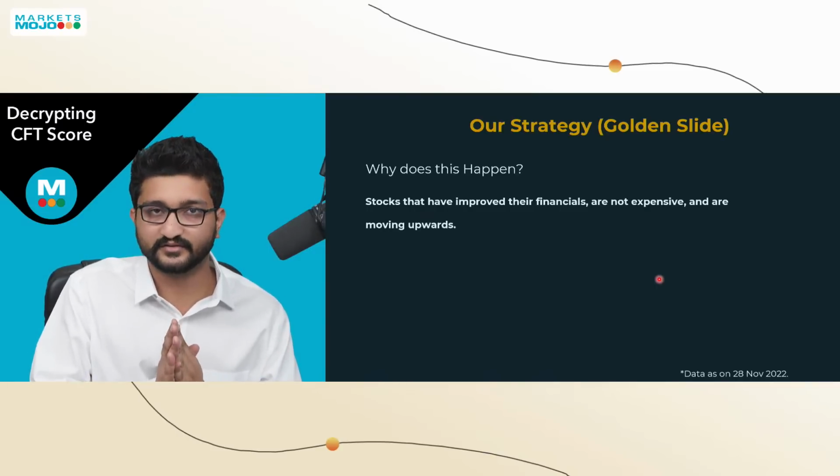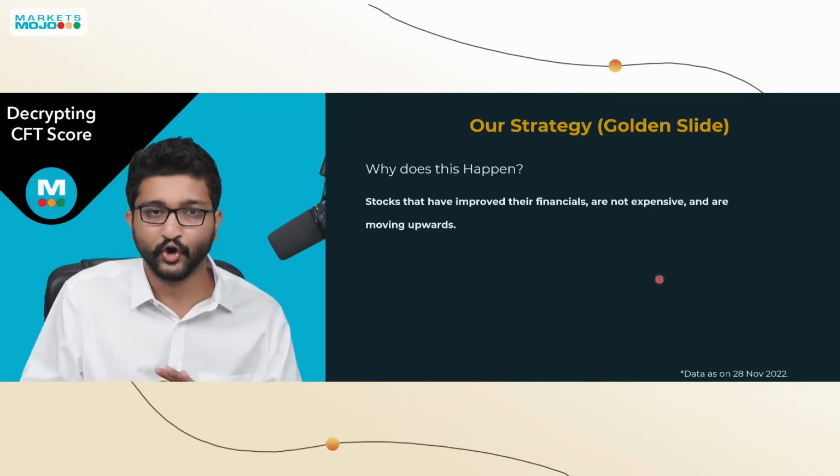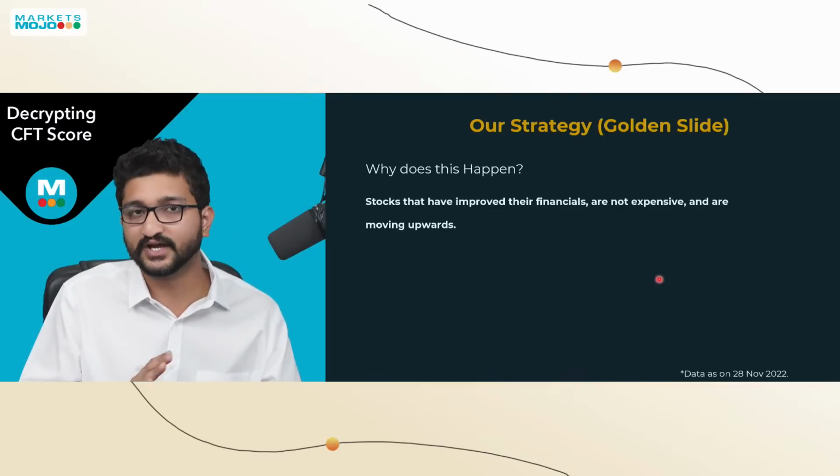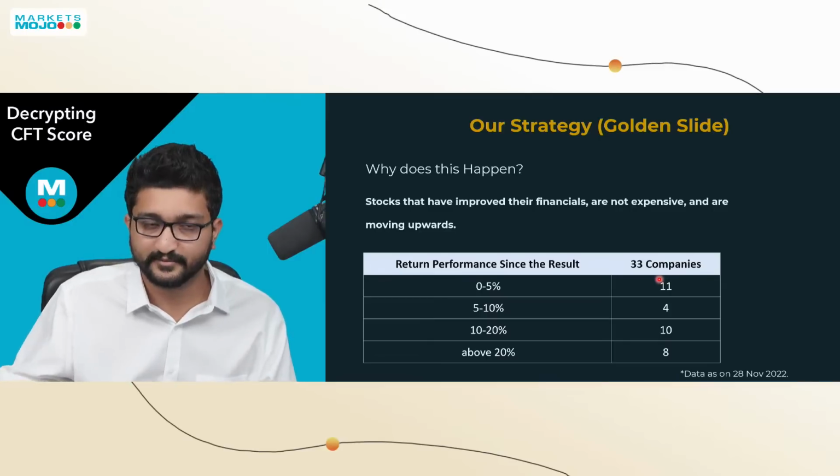Just this particular question, I'll repeat it. Give me stocks that have improved their financials, not expensive, and are moving upwards. This is the breakdown of how those 33 companies have performed.